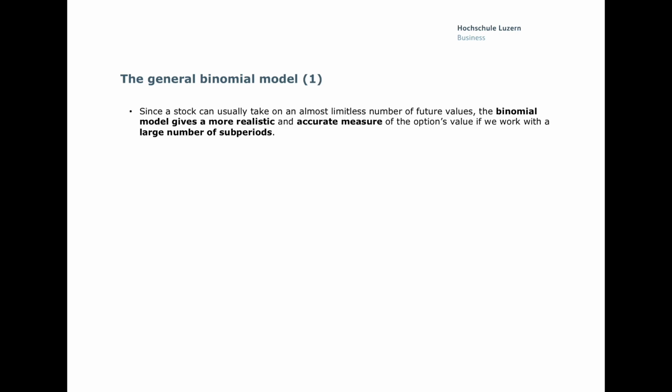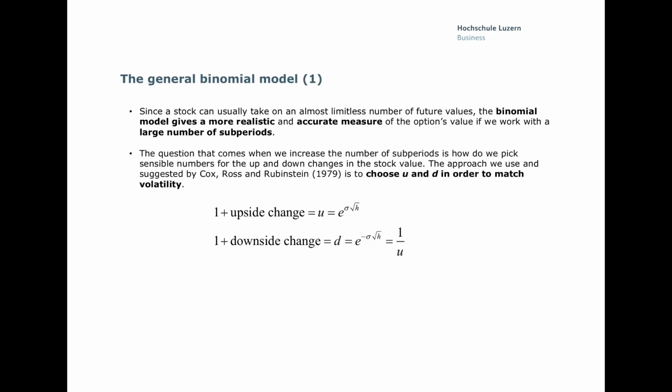So far, we did study very simple binomial trees consisting of only one period. However, as you know, a stock can usually take on an almost limitless number of future values. The binomial model gives a more realistic and accurate measure of the option price if we could extend the number of sub-periods under consideration. The question that comes with this observation is, how do we pick meaningful numbers for the up and down changes in the stock price? The approach we use here goes back to the late 1970s and was suggested in 1979 by financial economists John Cox, Stephen Ross, and Mark Rubinstein.